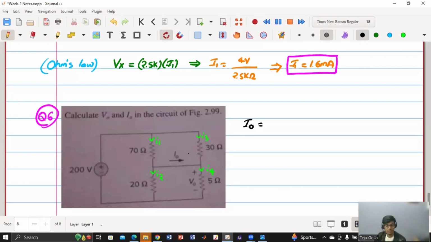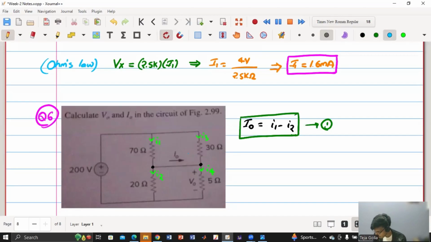In this problem, we will use KCL, so it will be easily solved. I'll apply KCL here and then here. Applying KCL, I naught plus I2 equals I1. So I naught is nothing but I1 minus I2. This is my equation 1.